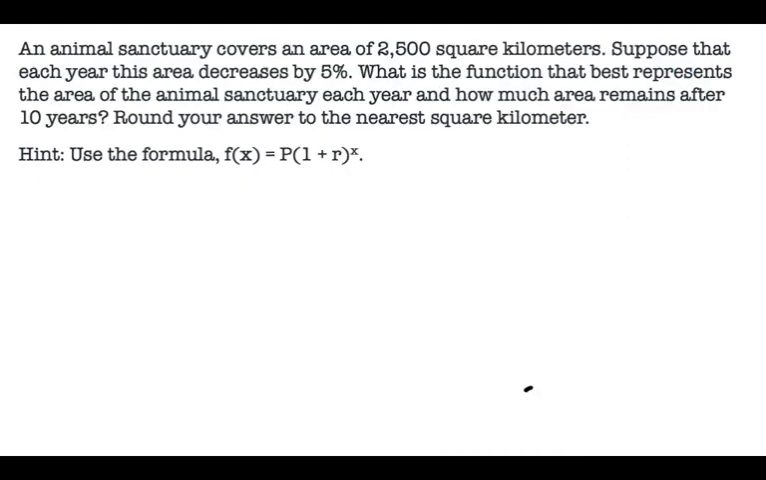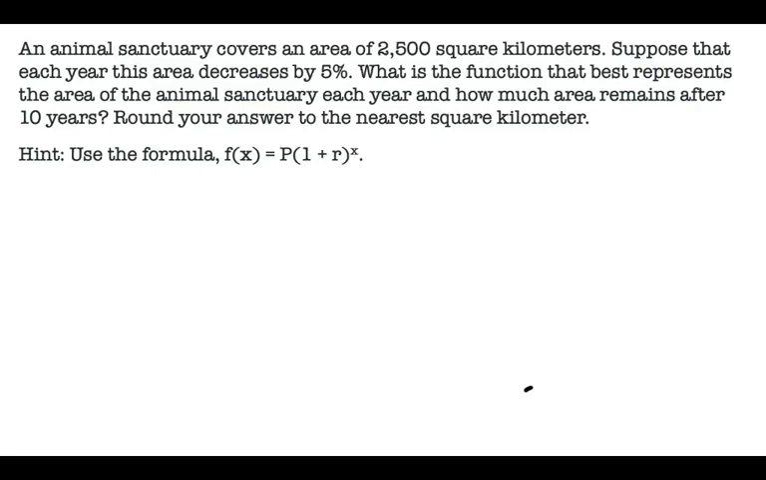All right, so the next problem says an animal sanctuary covers an area of 2,500 square kilometers. Suppose each year this area decreases by 5%. What is the function that best represents the area of the animal sanctuary each year, and how much area remains after 10 years? Round your answer to the nearest square kilometer. Hint, use the formula f of x equals capital P times 1 plus r to the x power.